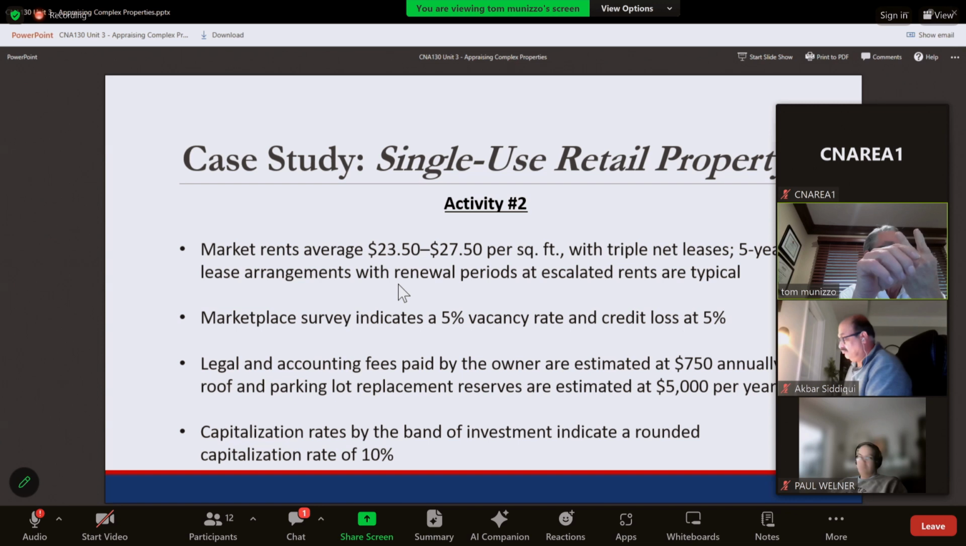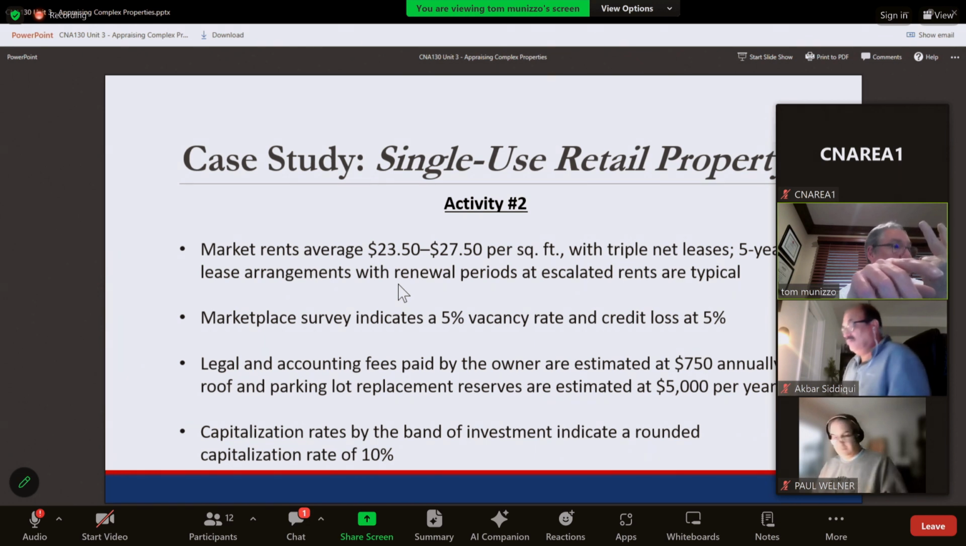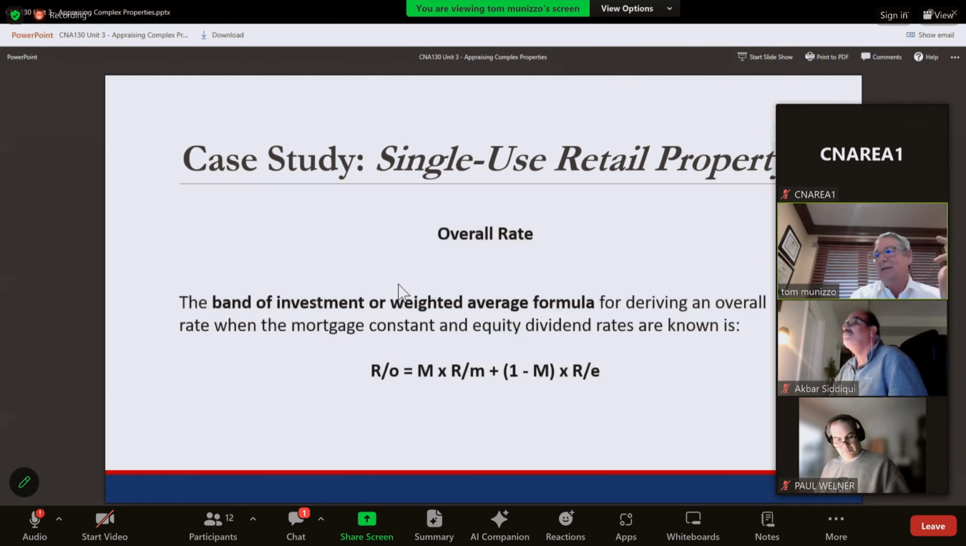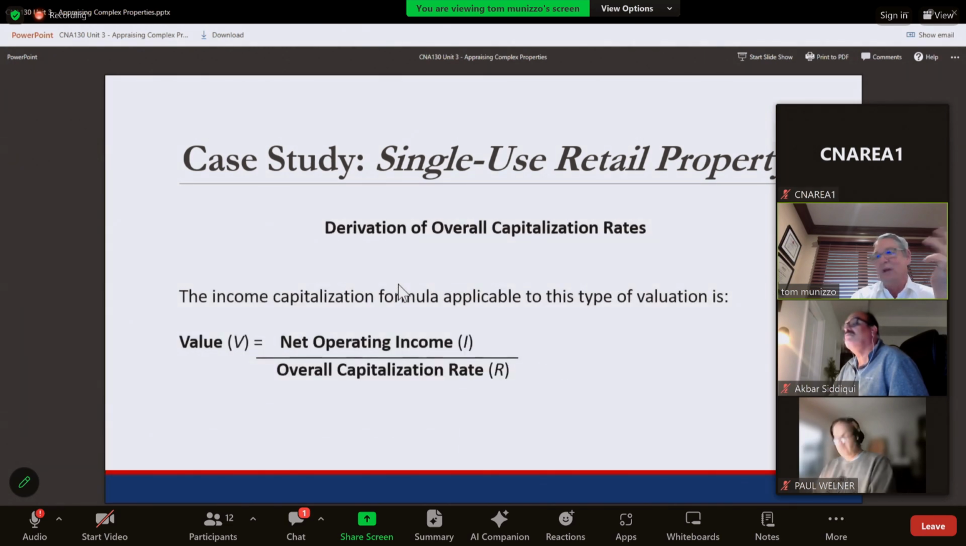All right. Before I go to this, everybody know how to get a cap rate? Two ways, right? Band of investment or through your ERV formula. And the ERV formula is by far the simplest way to do it, which is this: net operating income over your value gives you your overall capitalization rate. So this is the easiest way to get it.